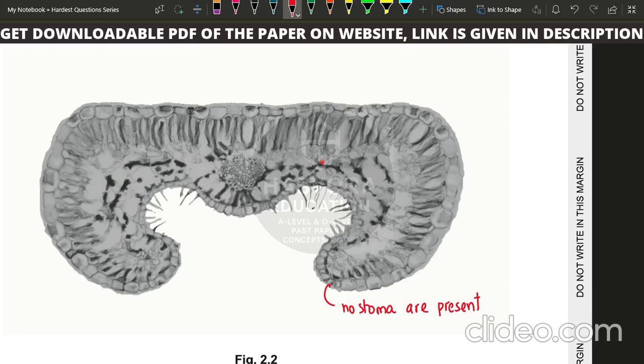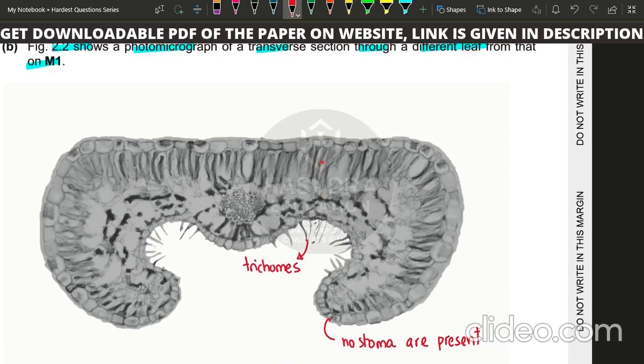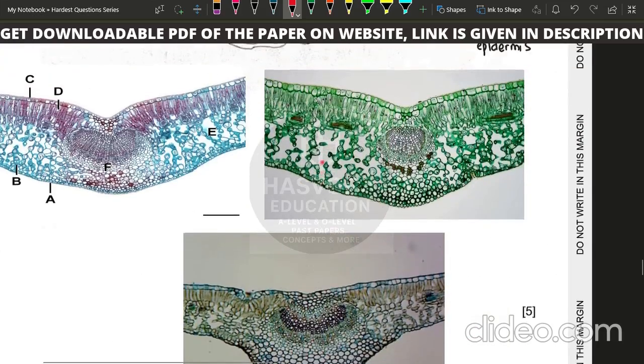Then the second one, you can see these protruding structures. These are actually your trichomes, and these are present here but not in the slide of M1. Then the third thing is the shape of this leaf. This leaf is actually curled, and that one is not curled, that is just straight.